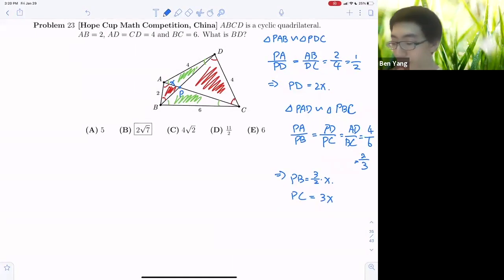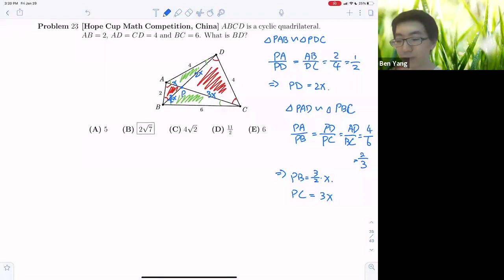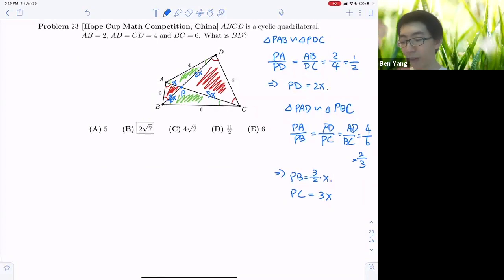Okay, so PD is 2X, PA is X, PB is 3/2 times X, and PC is equal to 3X. All right, so now is the perfect time to use the Ptolemy Theorem.